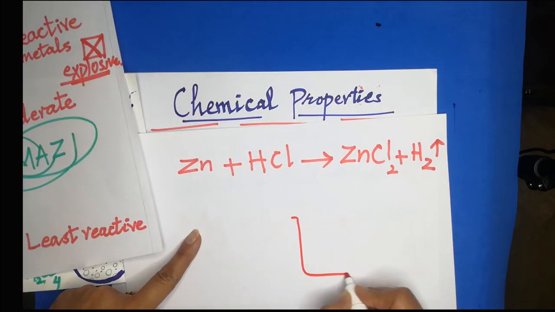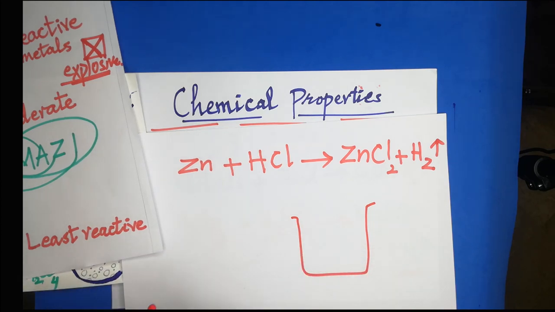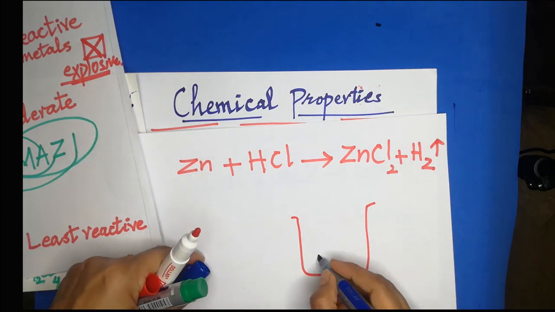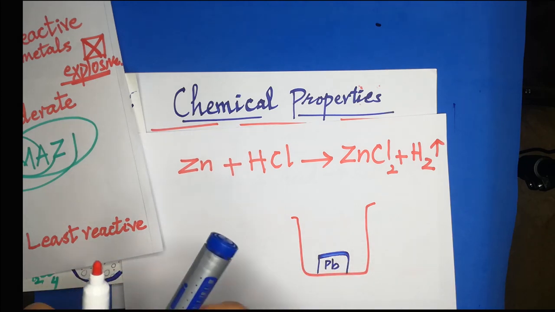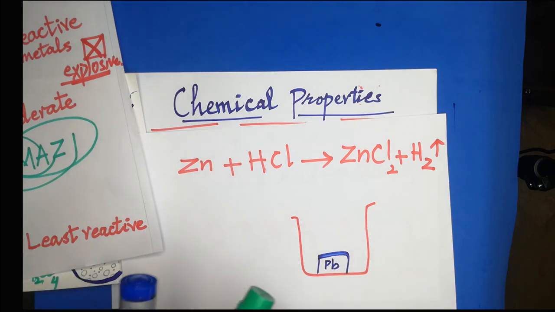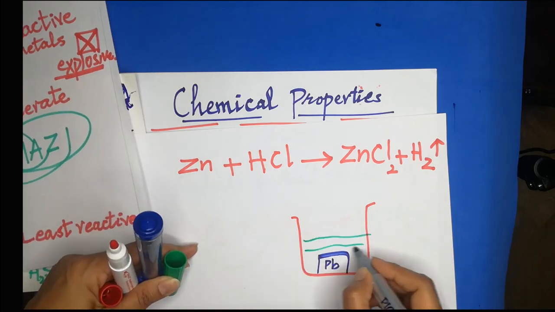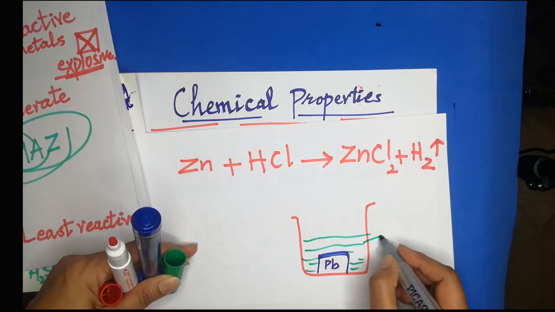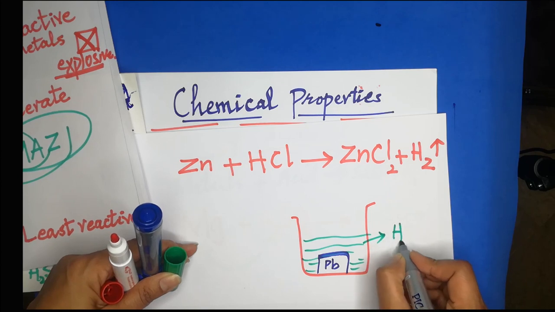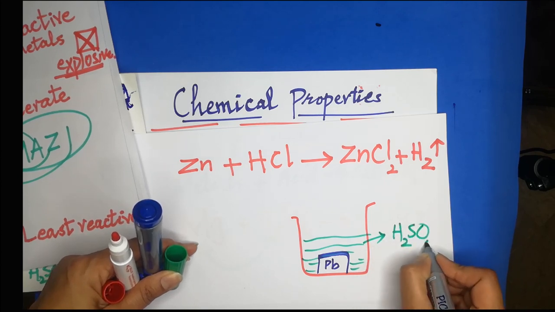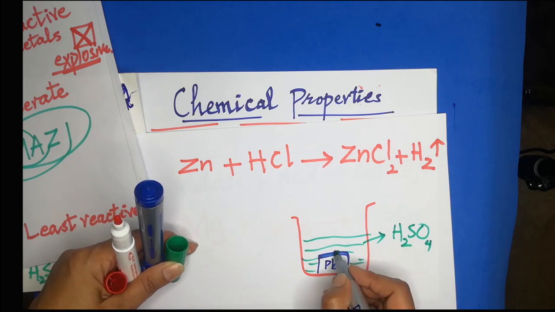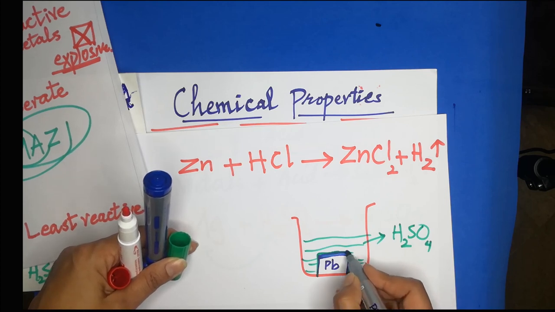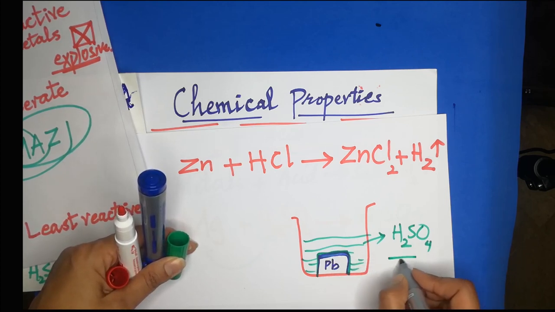If we have a piece of lead in the sulfuric acid, if we label it sulfuric acid, first it seems to react with lead, but after some time the reaction will stop because a layer of lead sulfide will be formed, which is an insoluble salt, and no further reaction will take place.